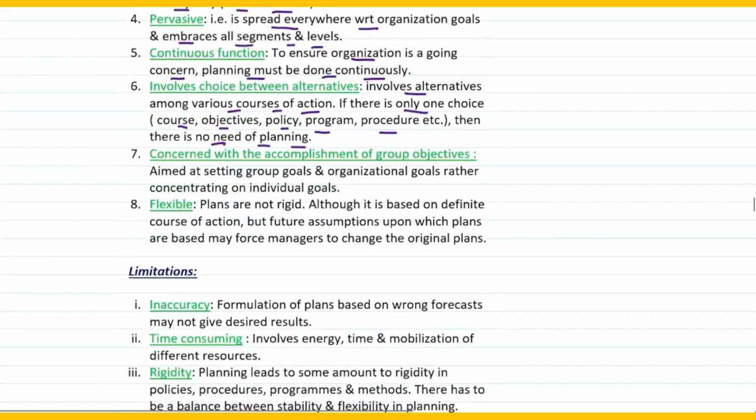Then, concerned with the accomplishment of group objectives. That's the core purpose of planning, aimed at setting group goals and organizational goals rather than concentrating on individual goals. So your target should be setting up group goals, and it should not be individual focused, right?